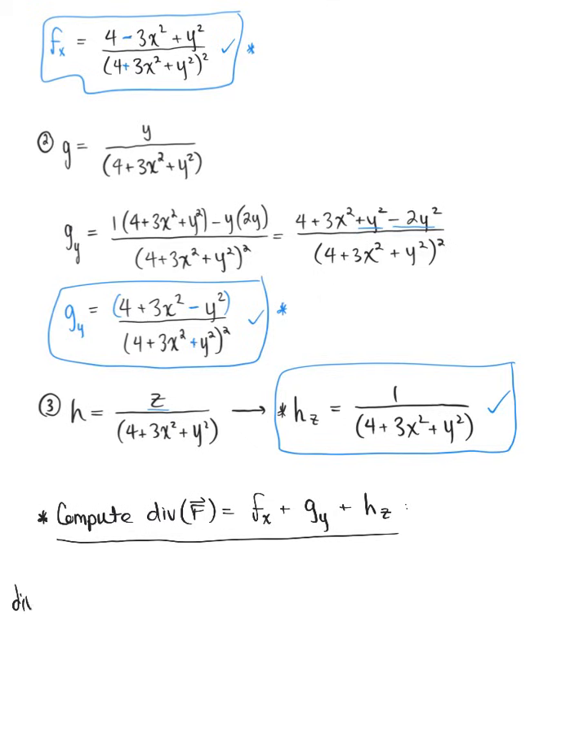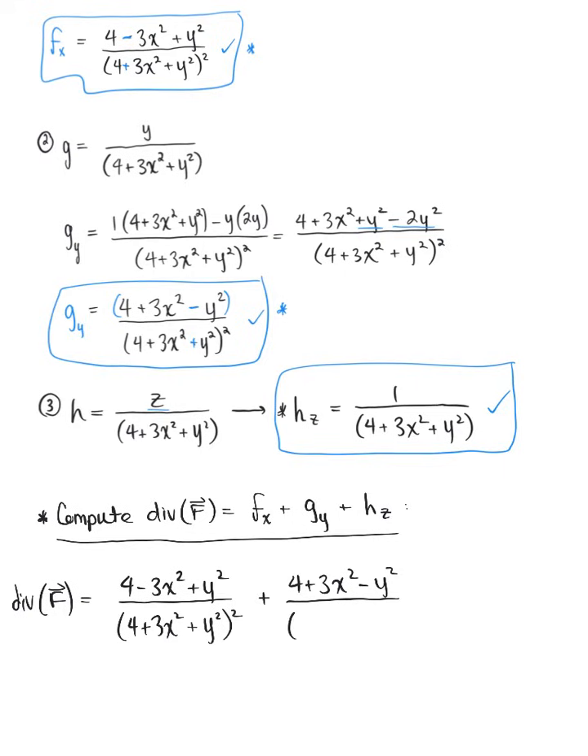So taking what we just found, the divergence of the vector field is going to be equal to 4 minus 3x squared plus y squared, and that's all divided by 4 plus 3x squared plus y squared, squared. And now we're adding the partial derivative of g with respect to y, which will be 4 plus 3x squared minus y squared, and that's all 2 divided by 4 plus 3x squared plus y squared, squared.